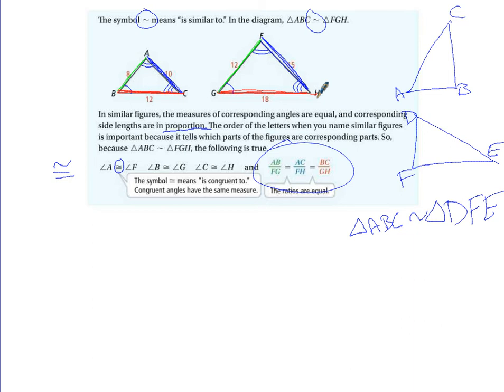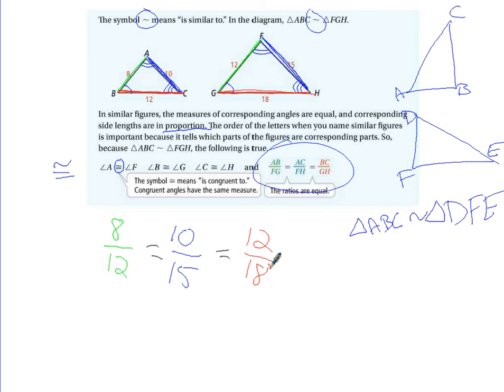So now if I take that idea and I make ratios of all of these sides, then my green ratio will be AB over FG. Well, AB is a length of 8, over FG, which is a length of 12, equals my blue guy, which is AC, which is 10, over FH, which is 15. And then finally my red guy, which is BC, which is 12, over GH, which is 18. Those are my three ratios.